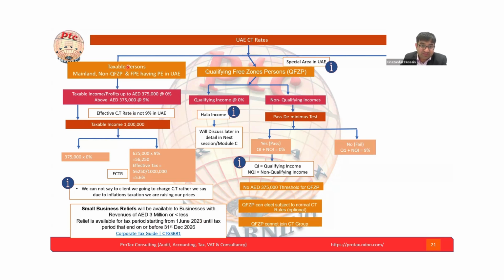but small business relief is available for the taxable person that we are discussing here, subject to revenue of 83 million or less. This condition we have to see, and again, we have to see what revenue calculation we are doing there.